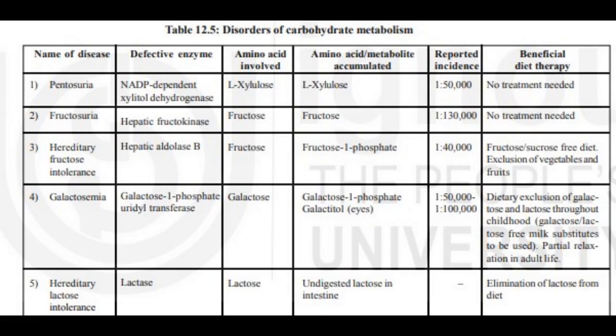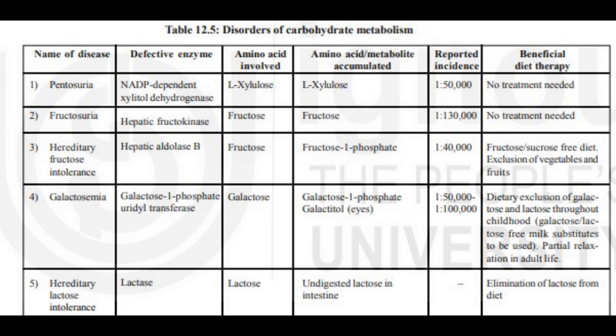8 different types have been described which differ with respect to the enzyme which is defective. Accordingly, the symptoms and management also vary. For easy understanding of the symptoms of the 8 different types, the information has been tabulated in Table 12.7. Read it carefully, and also at this point, please revise synthesis and breakdown of glycogen done in Unit 6.